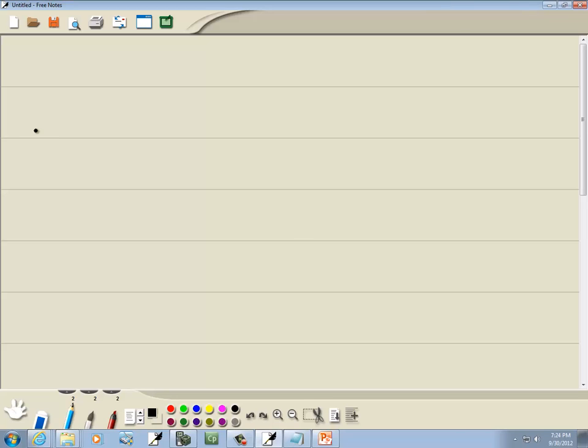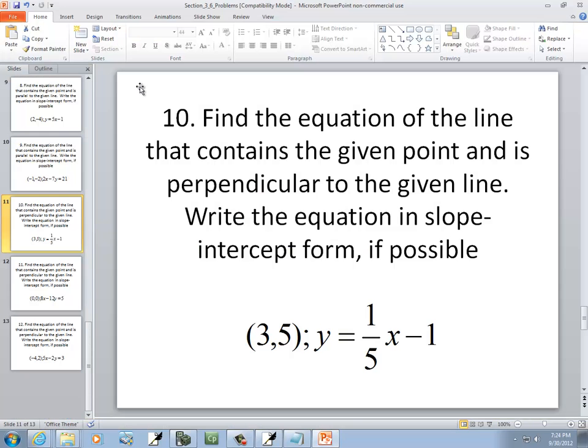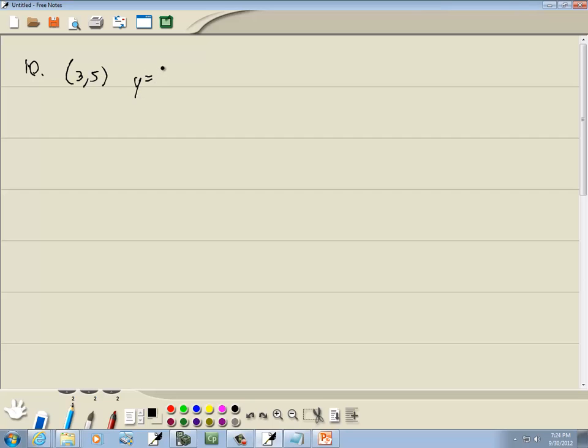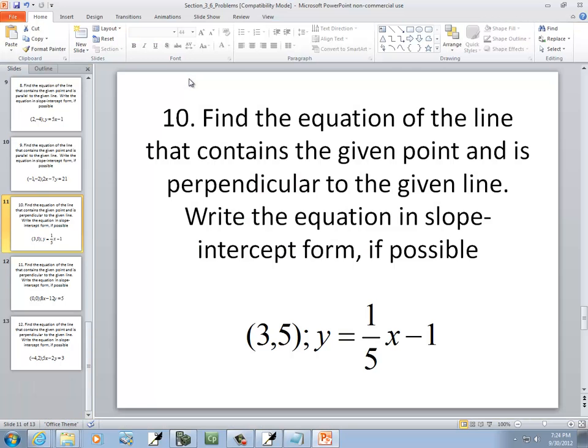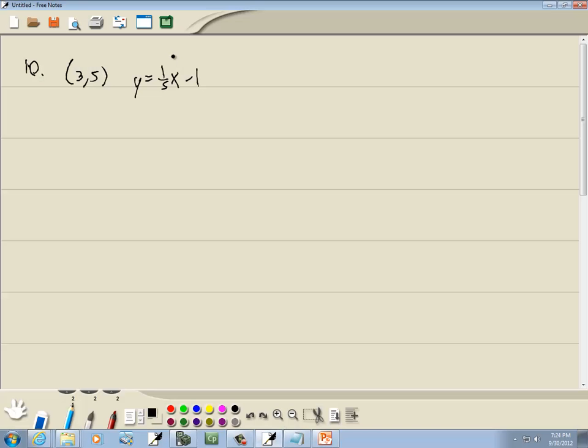Well, let's take a look at the next problem. I got 3/5. And y is equal to 1/5 x minus 1. Now specifically here it says it's perpendicular to that line. Now same instructions.